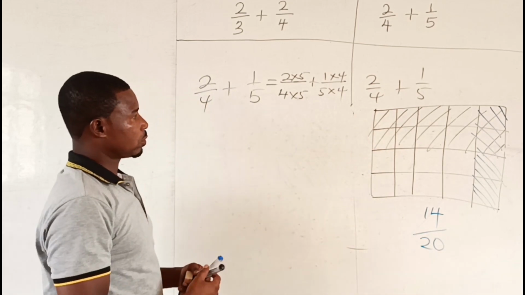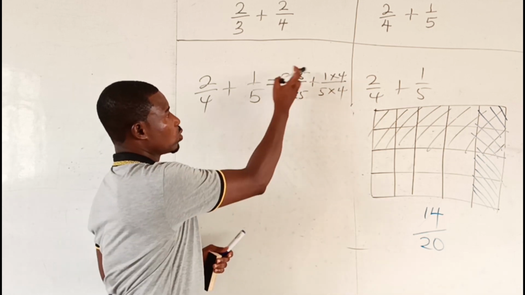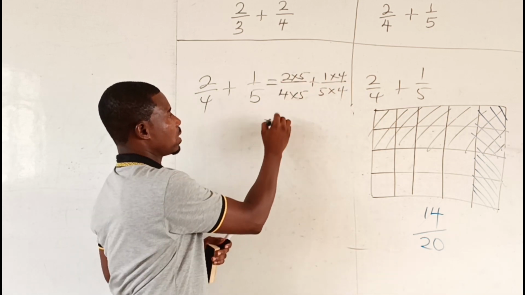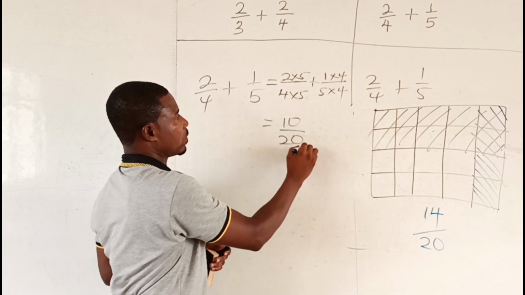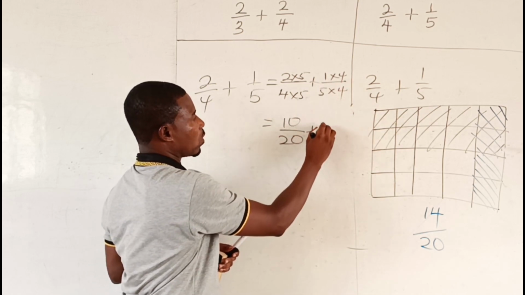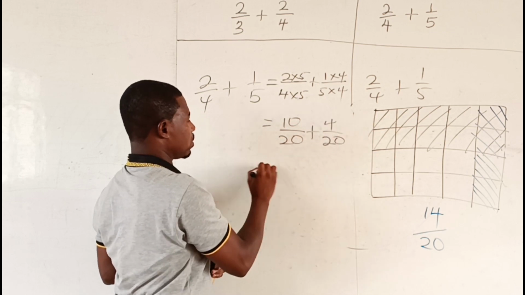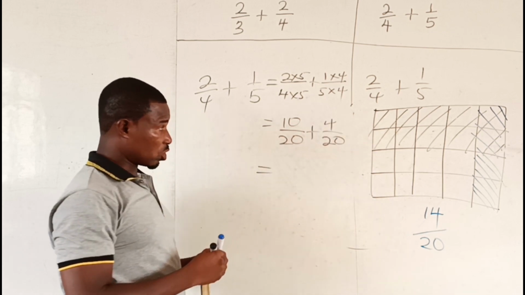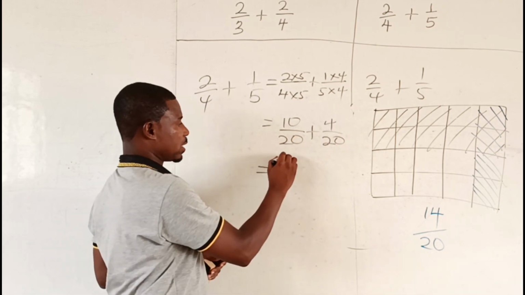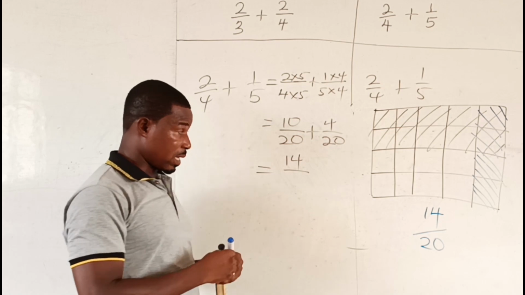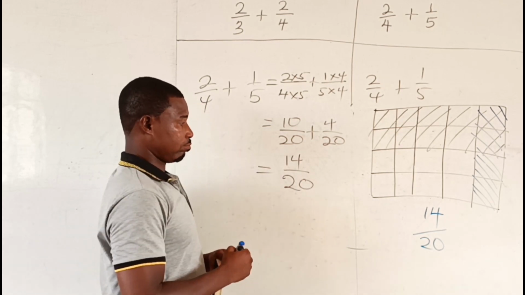And now let's see. 2 times 5, what will be the answer? It will give us 10, all out of 20. Then 1 times 4 will give us 4, also all out of 20. And so if we do the addition, we have 10 plus 4 will give us 14. And then all is out of 20.